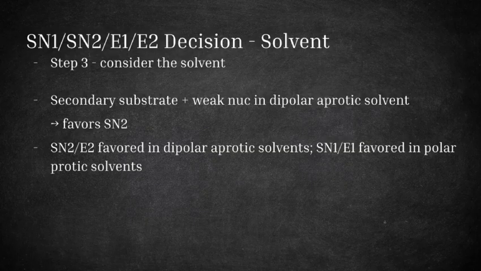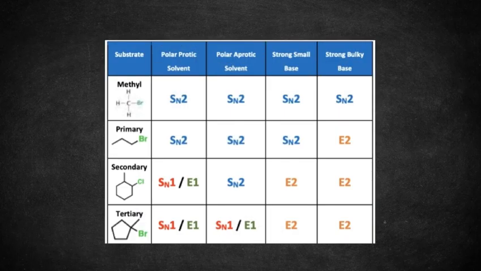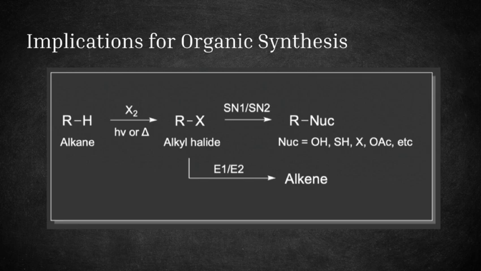polar protic solvents. Here is a helpful table for deciding on the reaction mechanism, summarizing the factors we just discussed. Let's wrap up by discussing how all the reactions we've covered tie together. We began by studying alkanes, which are generally non-reactive but serve as the backbone for many organic molecules. We explored how to functionalize alkanes through free radical halogenation, where a halogen replaces a hydrogen atom on the alkane.